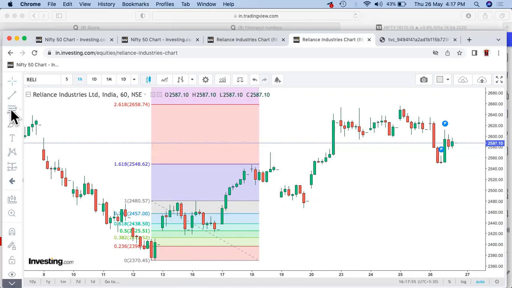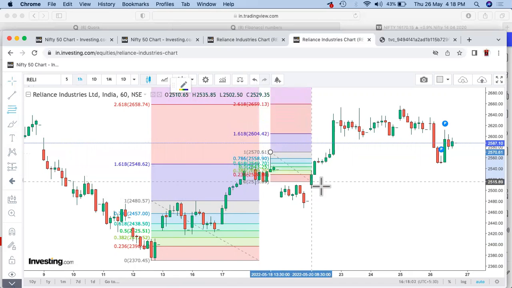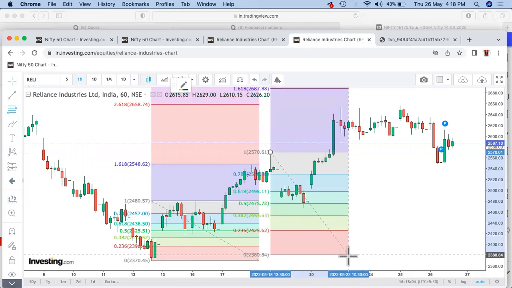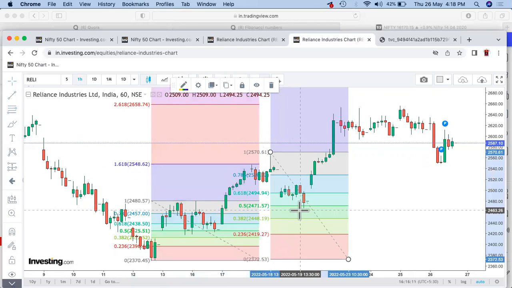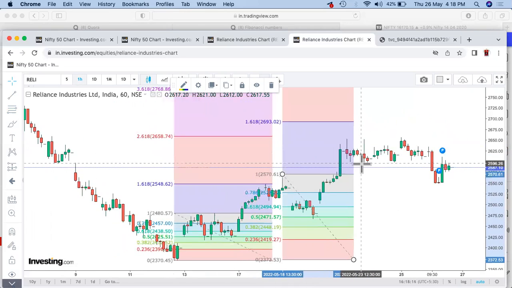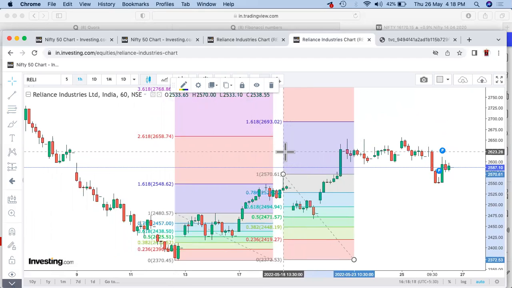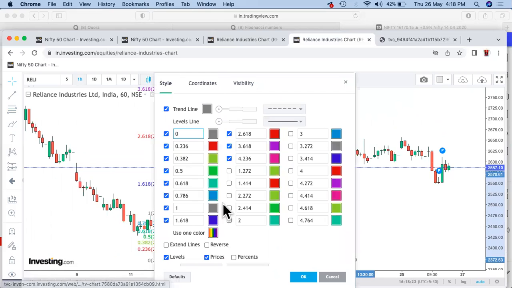If I check this with the second Fibonacci, taking 2570 as my high and again this as my low, right? Again, if you see, this has come down exactly to the 0.5 level, and after that it has moved up. Not exactly to the 1.618 level, but probably the 1.27 level.